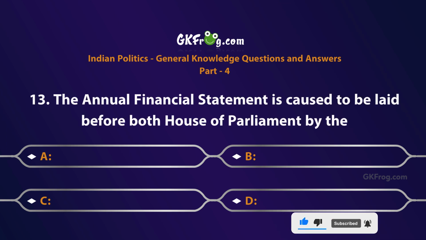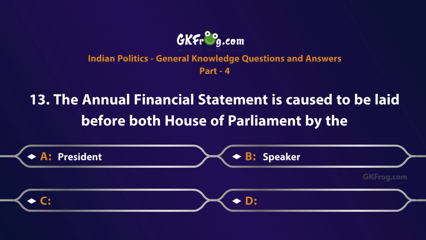The annual financial statement is caused to be laid before both Houses of Parliament by the A. President, B. Speaker, C. Vice President, D. Finance Minister. Correct answer is A. President.